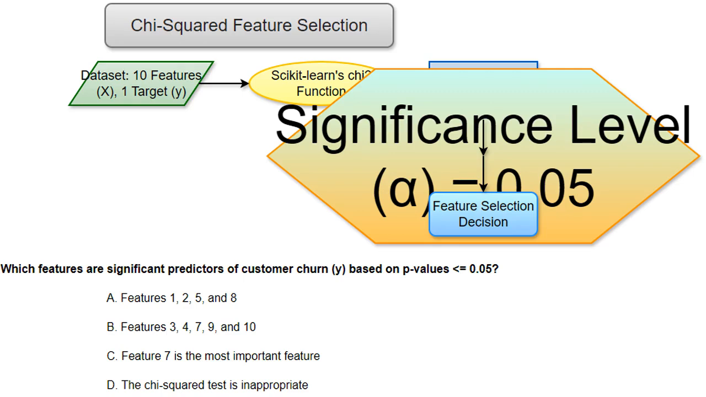I've set my significance level, alpha, to 0.05. This is a common threshold in statistics. It means I'll only consider a feature important if there's less than a 5% chance the relationship between the feature and churn is just random. Think of it as my confidence level.